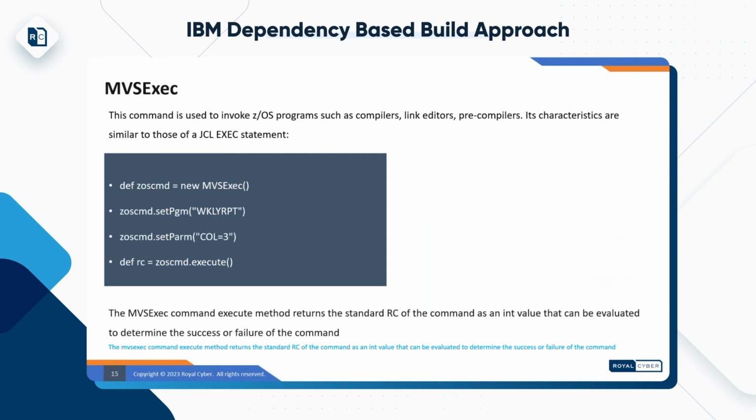So MVS exec is basically used to invoke your programs, such as your compilers, link editors, or pre-compiler. Whatever JCL procedural step or exec statement we will invoke, we will make use of MVS exec. And again, you have some methods to execute this and assign the values with the help of our properties.